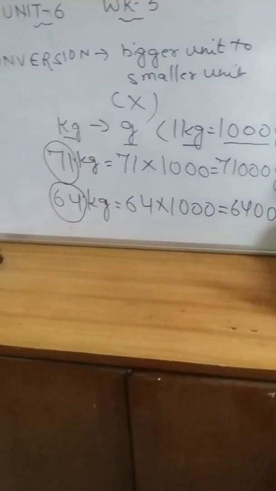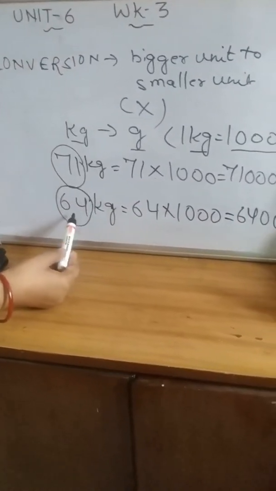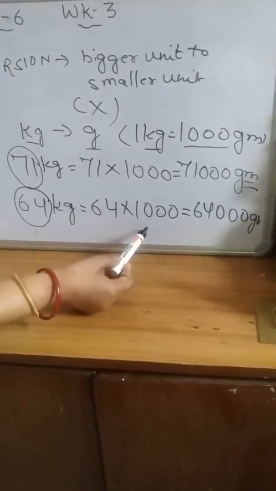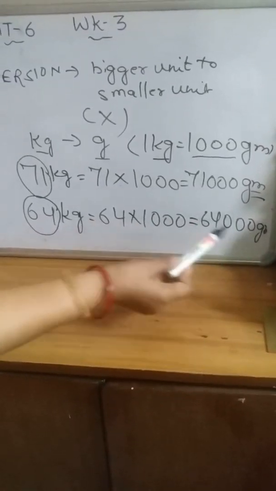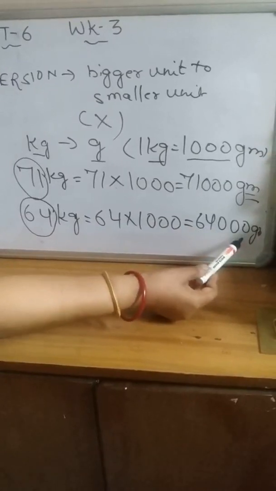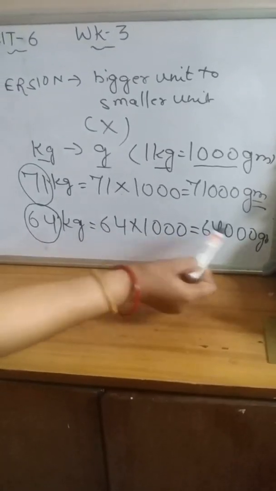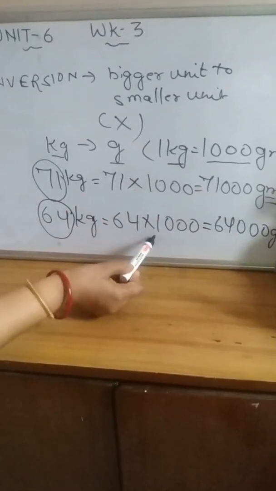Correct? Now come to the next example, 64 kilogram. So here the number of kilogram, that is 64, is multiplied with 1000 and then after multiplication the product is 64,000. Here the unit will be changed. The unit of 64,000 is not kilogram, it is gram. This kilogram is converted into gram after multiplying with 1000.